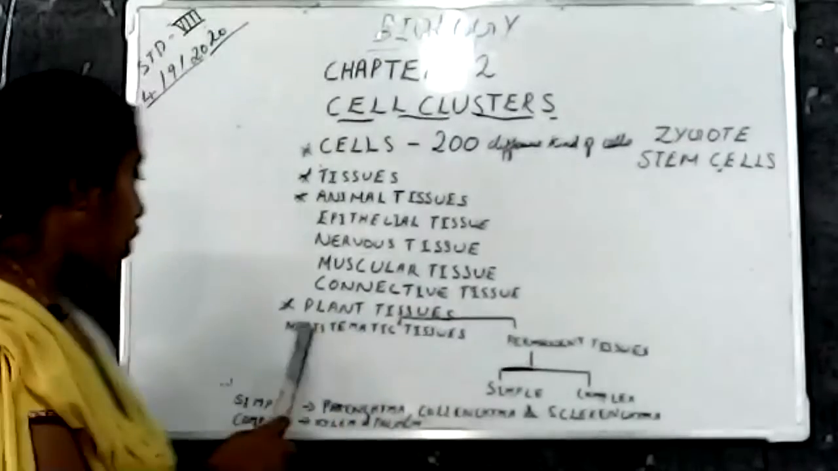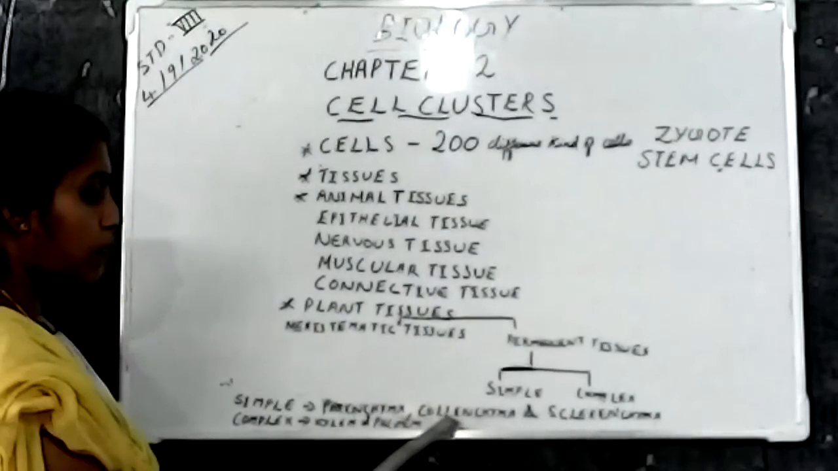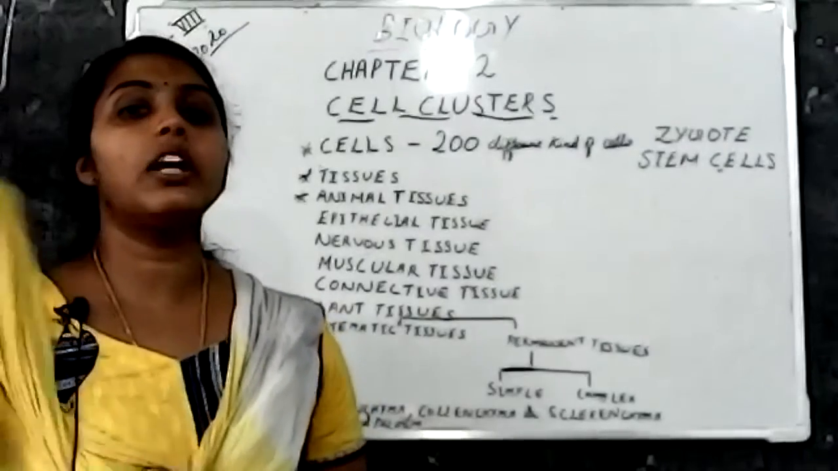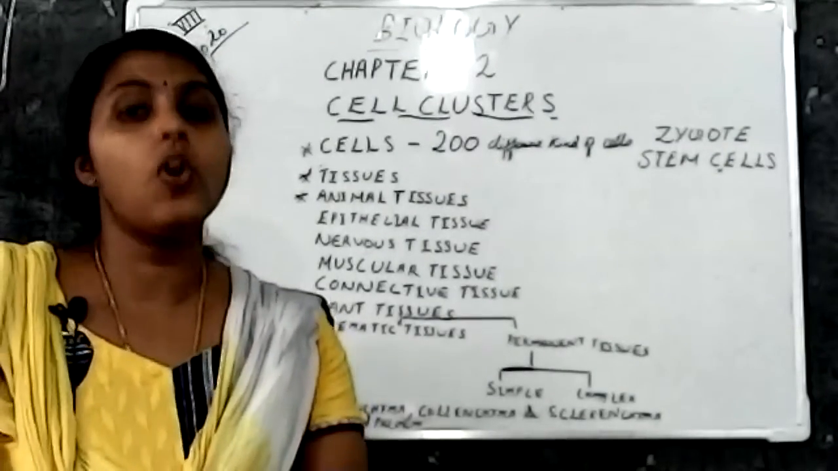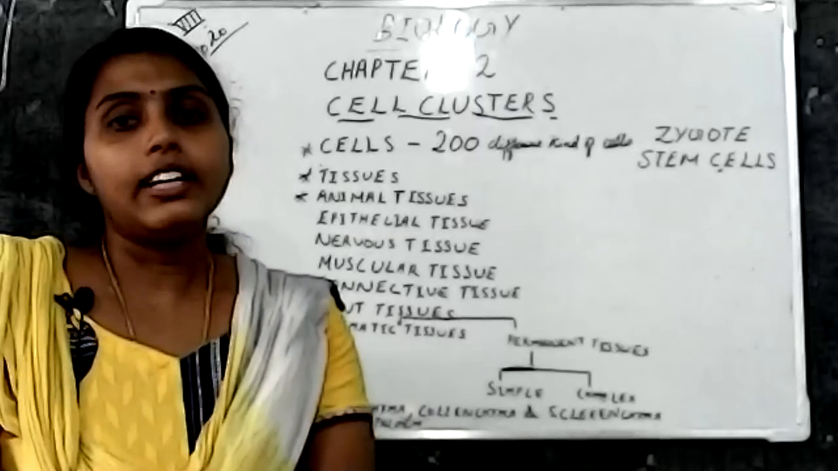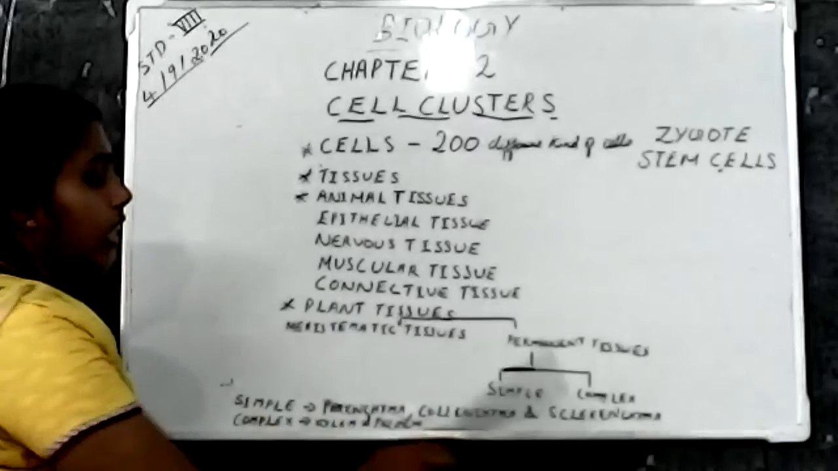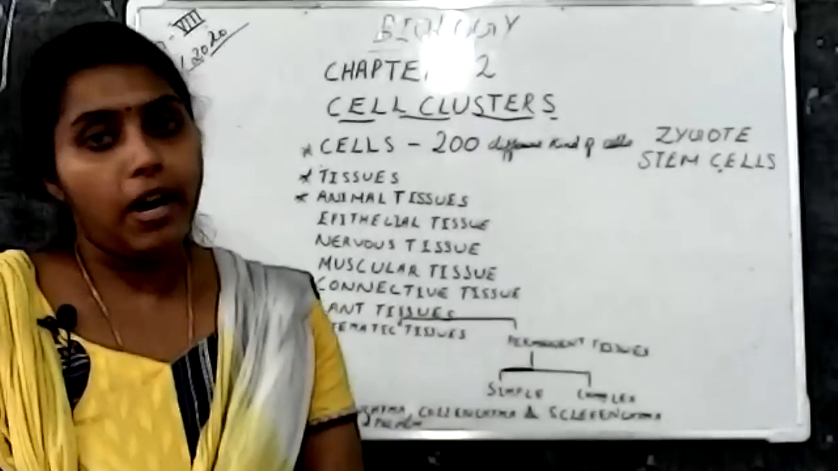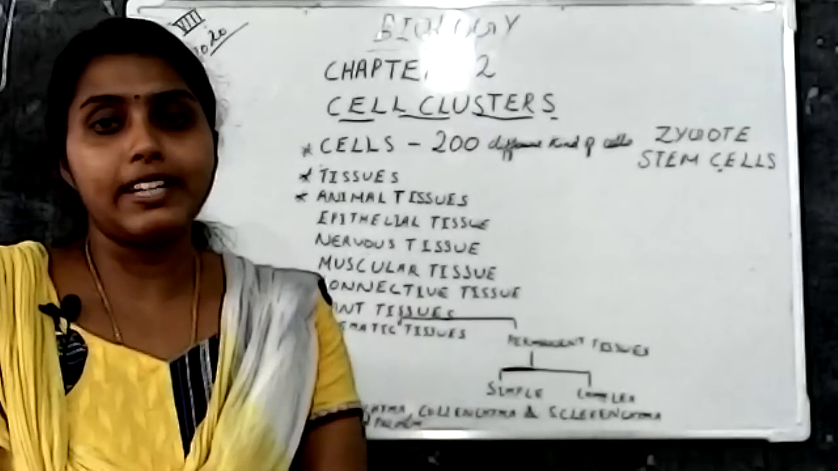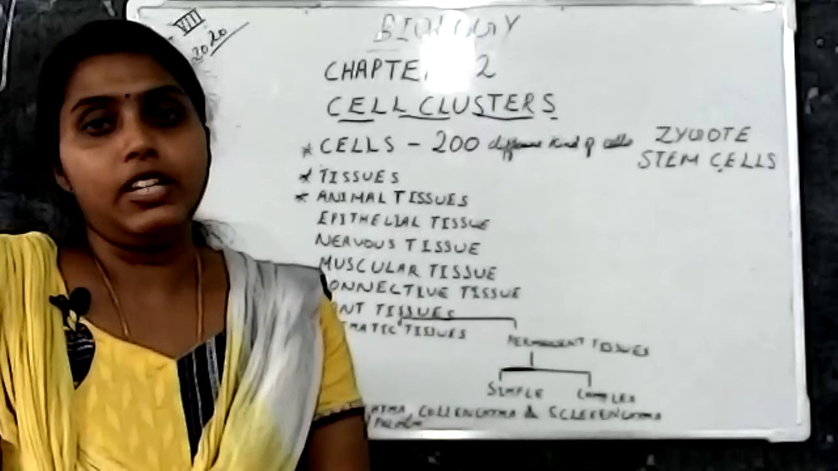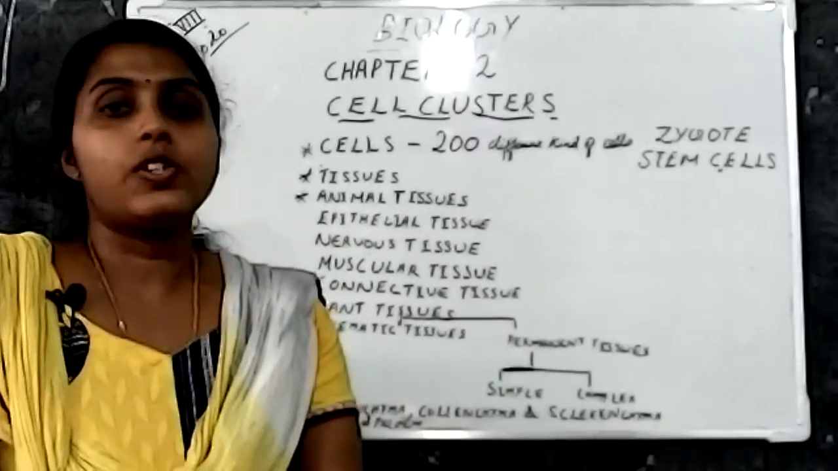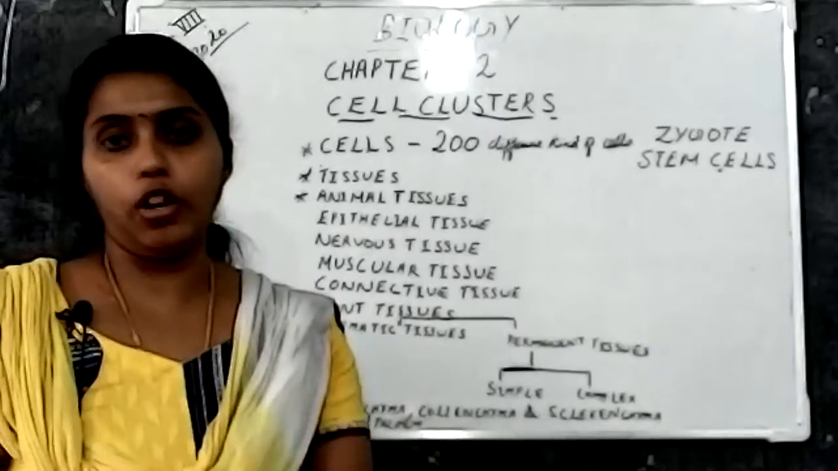After parenchyma comes collenchyma. Collenchyma is thick only at the corners of the cell. Sclerenchyma is uniformly thick all over. Collenchyma provides flexibility to the plant, and sclerenchyma consists of thick-walled cells that are uniformly thick all over the cell wall.